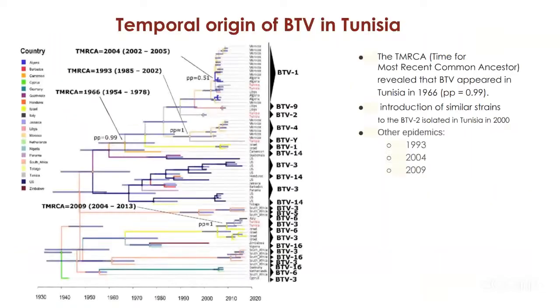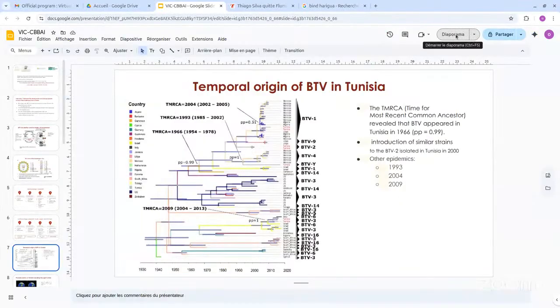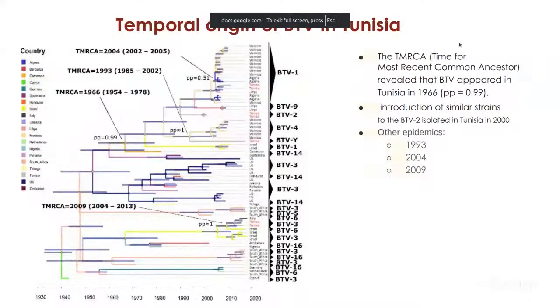As main results, as I said previously, the first cases were reported in the 90s, but our analysis showed that the TMRCA, the Time to the Most Recent Common Ancestor, revealed that the BTV, our virus, first appeared in Tunisia in 1966.